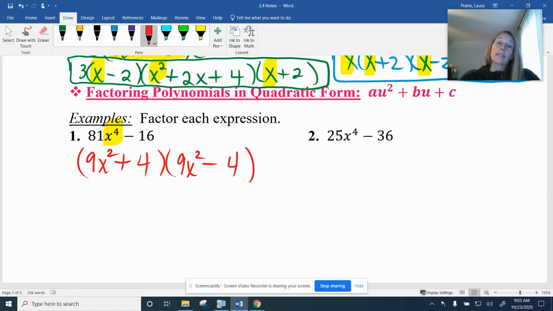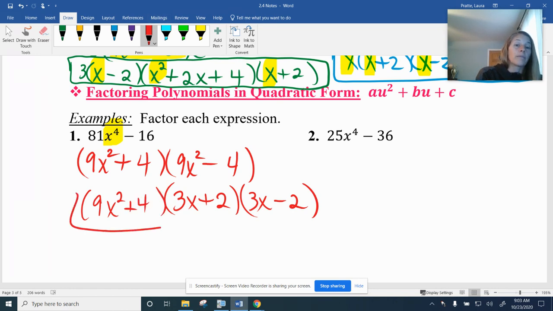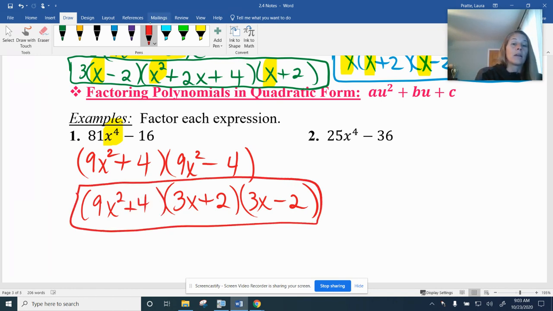Now, both of these still have exponents. I want to check them to see if there's more factoring I can do. The first factor there is the sum of 2 perfect squares, so I cannot do anything further with that. But the second one here is the difference of 2 perfect squares, so I can take it down another level. 3x and 3x, plus 2 and minus 2. So your final factored answer would consist of all 3 of these. Since it was a 4th degree polynomial, I have 2 single x's and an x squared, so theoretically I'd have 4 solutions there.